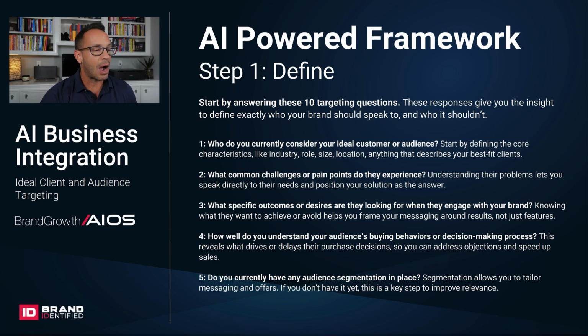Question number 4, how well do you understand your audience's buying behaviors or decision-making processes? This reveals what drives or delays their purchase decisions so that you can address objections and speed up your sales cycle. Question number 5 is, do you currently have any audience segmentation in place? Segmentation allows you to tailor messaging and offers. If you don't have it yet, this is a key step to improve your relevance.